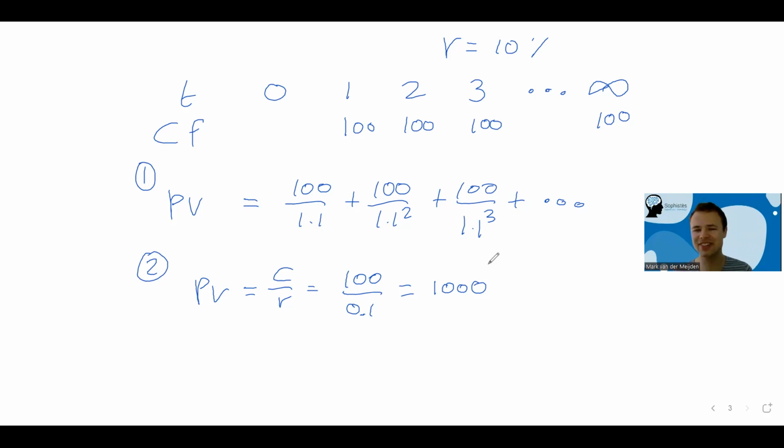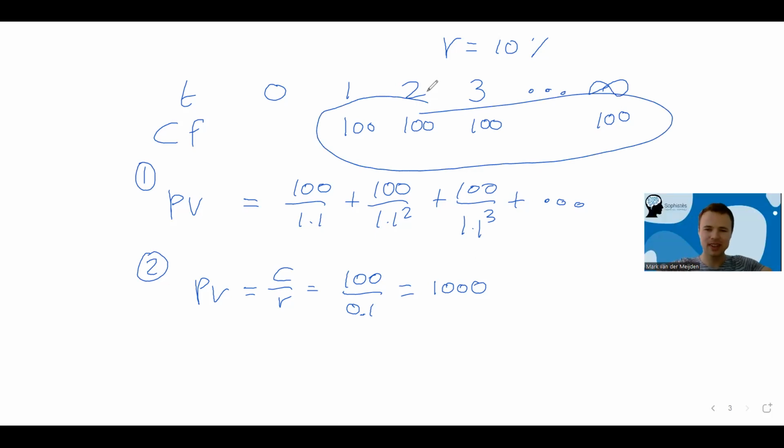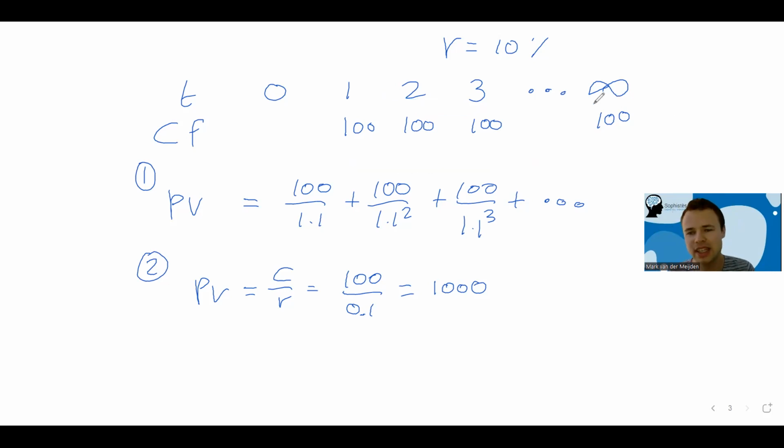So that's a bit strange, right? You would think, well, how much is this worth? Well, infinite. You get infinitely many 100s. But that's not true, because you have to take into account the time value of money. 100 euro today is worth more than 100 euro next year. Basically, if you get 100 euro in 1,000 years, it's worthless. That's the idea. Okay.